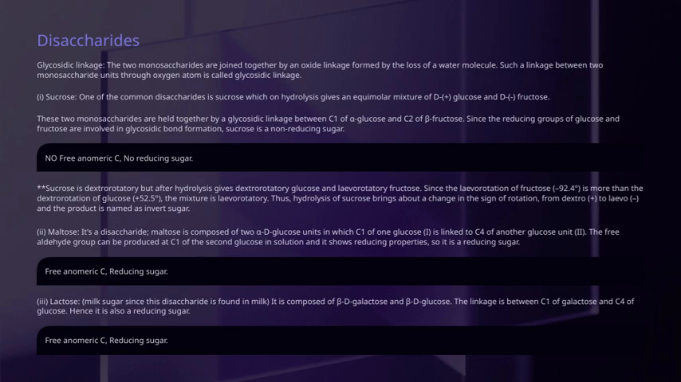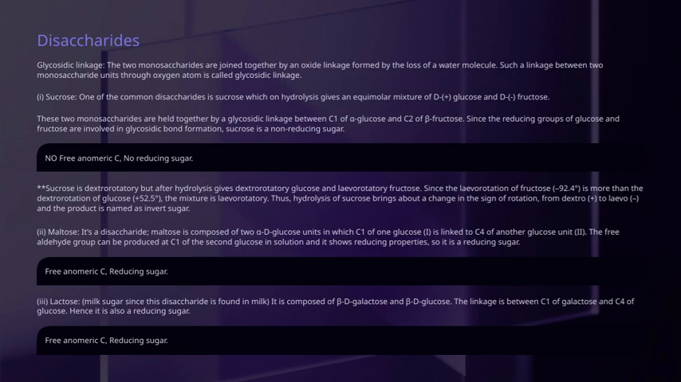An interesting point here is that sucrose is dextrorotatory, but after hydrolysis, the mixture becomes levorotatory. This is because fructose's levorotation is more dominant than glucose's dextrorotation, resulting in invert sugar, which has a negative rotation. Also, note that sucrose has no free anomeric carbon, because the linkage involves the anomeric carbons of both monosaccharides, making it a non-reducing sugar.